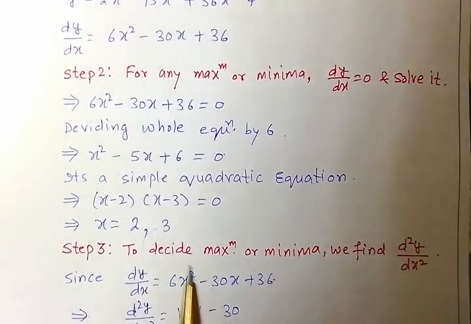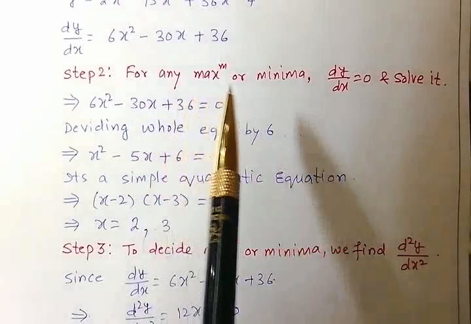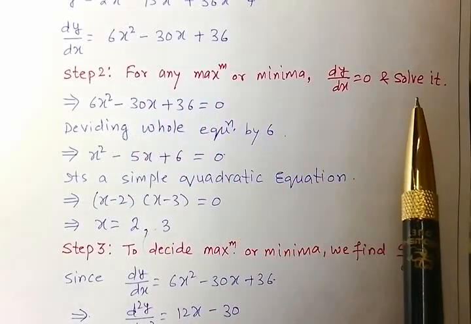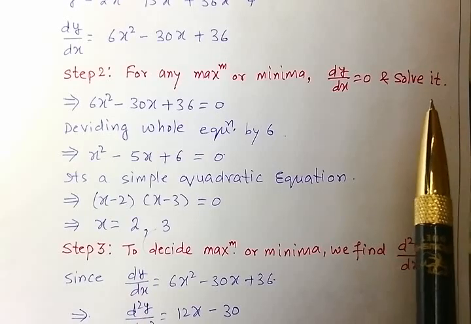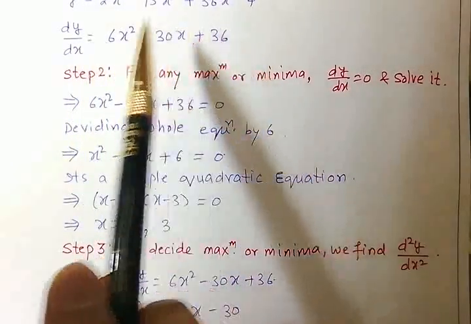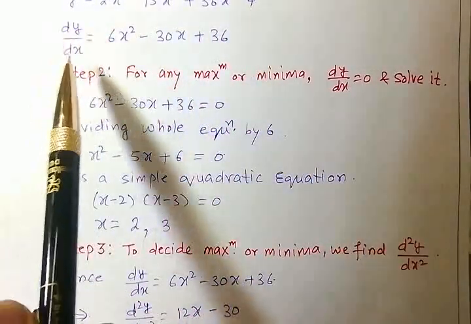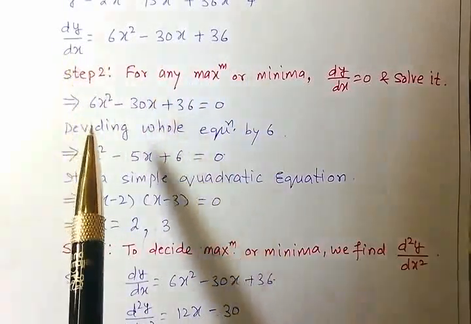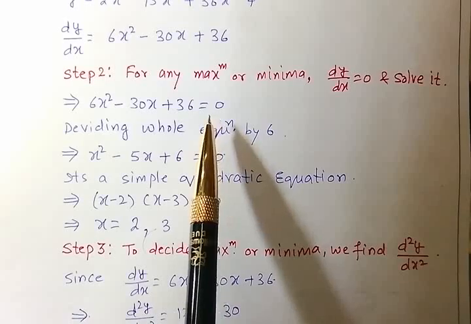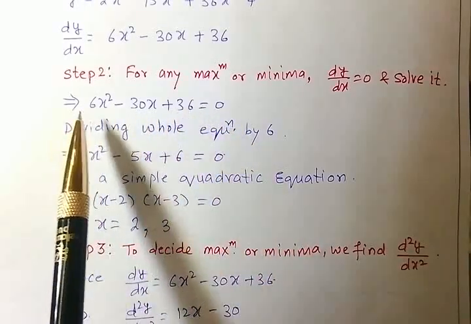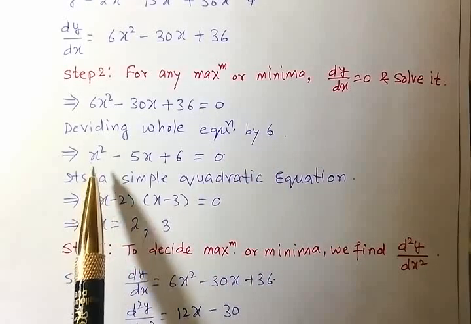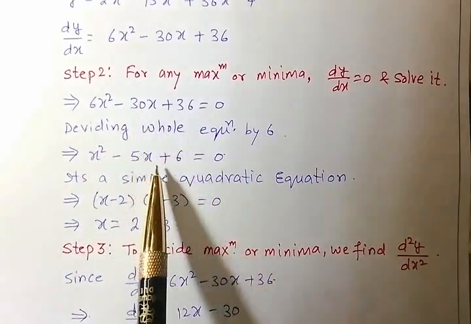Now moving to step 2. For any maxima or minima, dy by dx is equal to 0, and we have to solve the equation. So let us equate this dy by dx. Just substitute 0 here: 6x square minus 30x plus 36 is equal to 0. This is the condition. Now all terms are divisible by 6, so let us divide the whole equation by 6. So we get x square minus 5x plus 6.